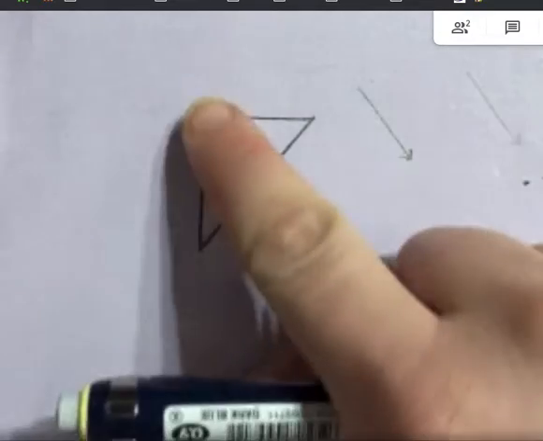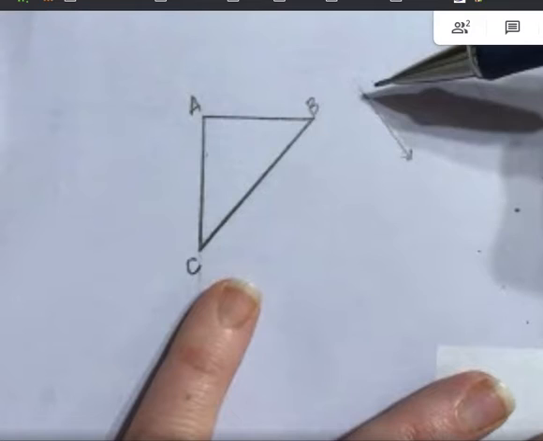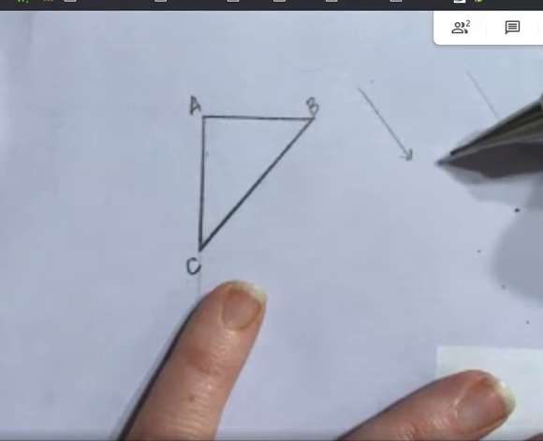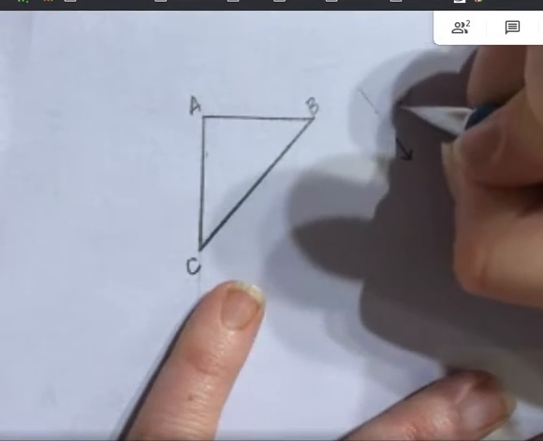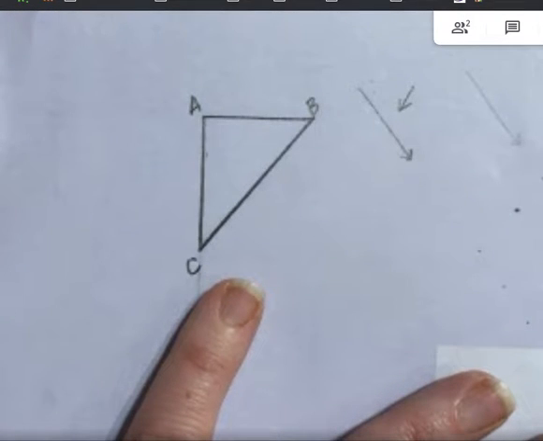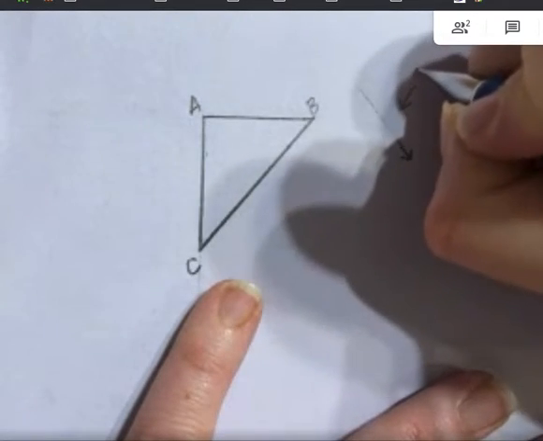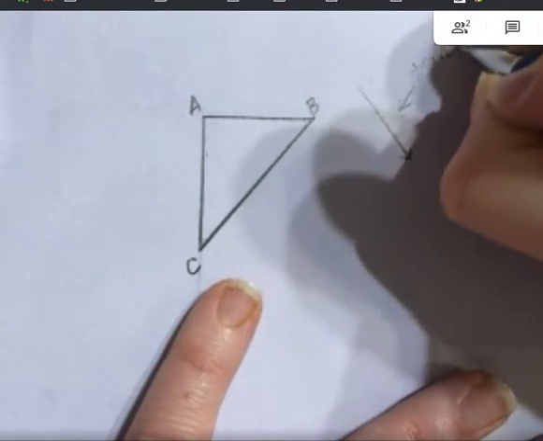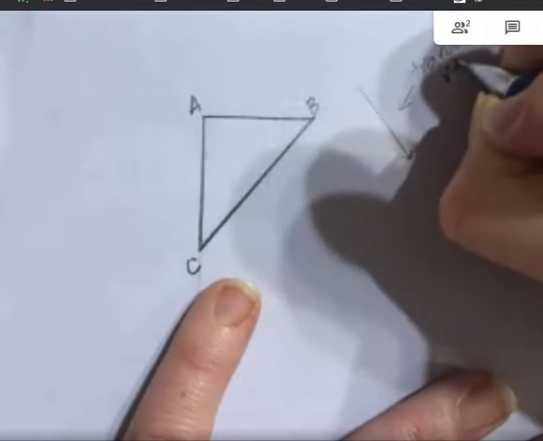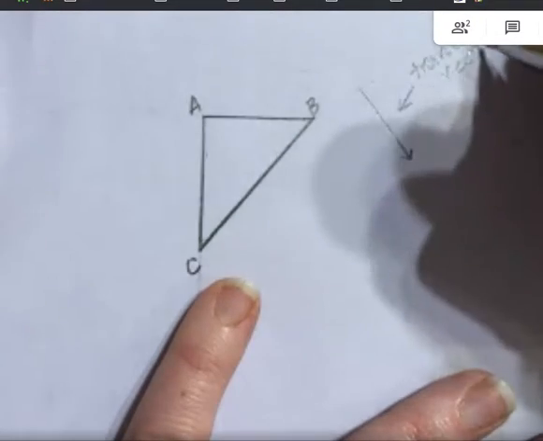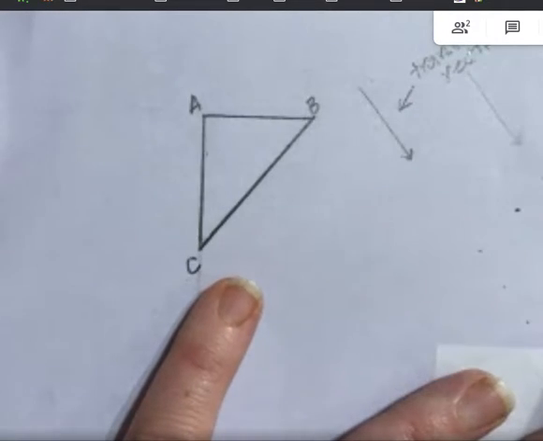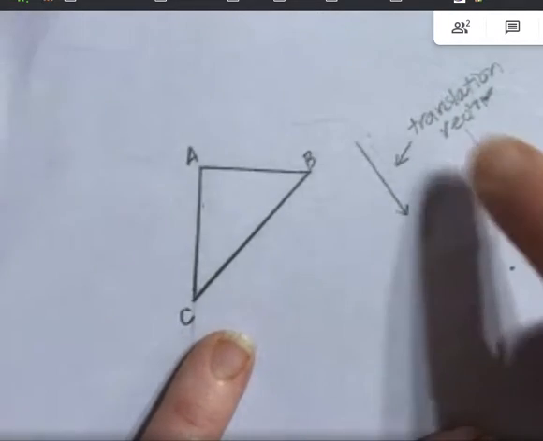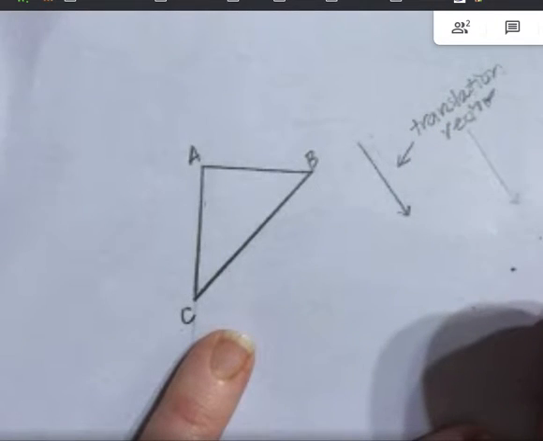First things first, here is our shape. I'm going to label it A, B, C. And when we have a transformation, we have what's called a transformation vector. That means that this is how that particular shape is going to move on a piece of paper or whatever else. So this is our translation vector. This tells you typically the direction and how far something will move.